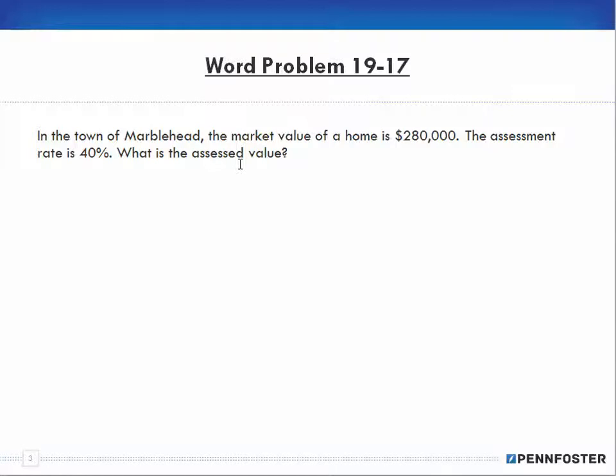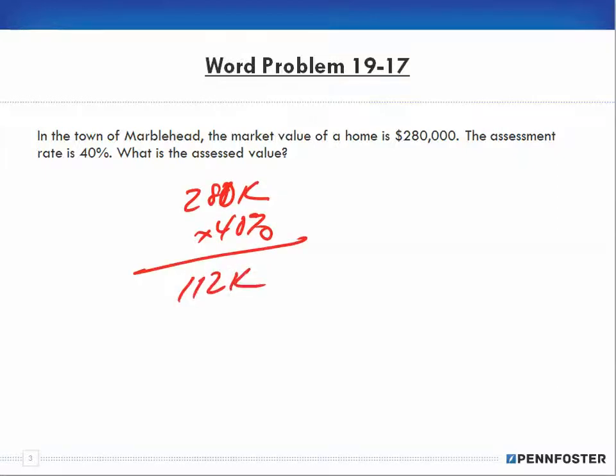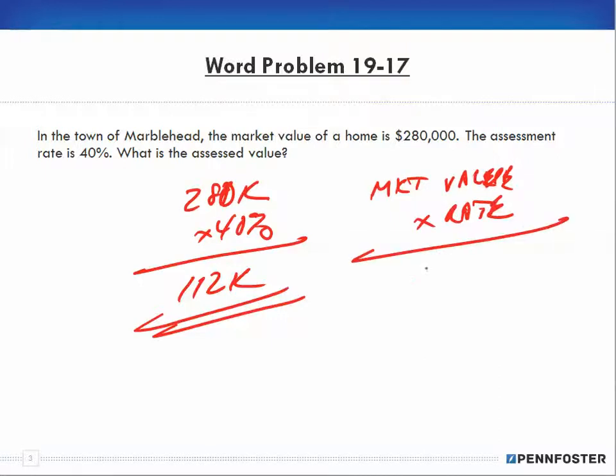19-17. In the town of Marblehead, the market value of a home is $280,000, and the assessment rate is 40%. So what's the assessed value? Well, it's 280,000 times 40%, which gives you 112,000. Done. Just that simple. The market value times the rate gives you the assessed value.